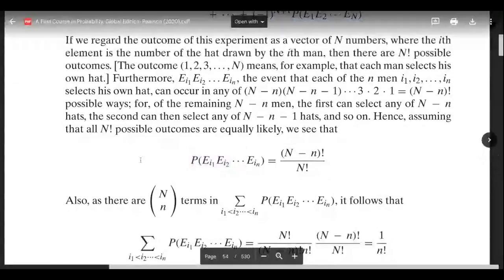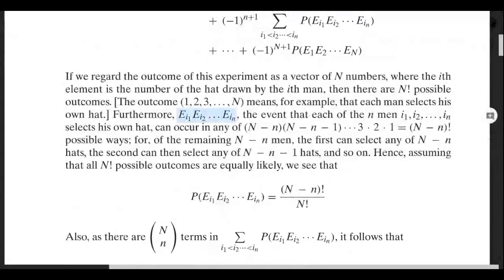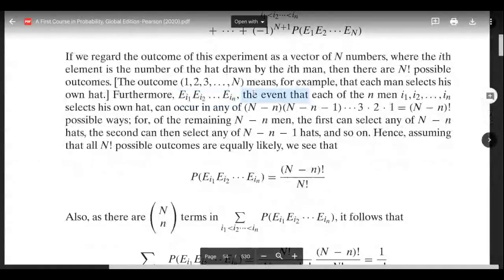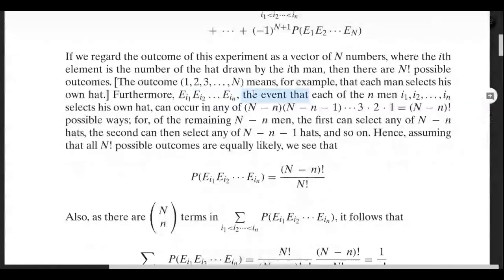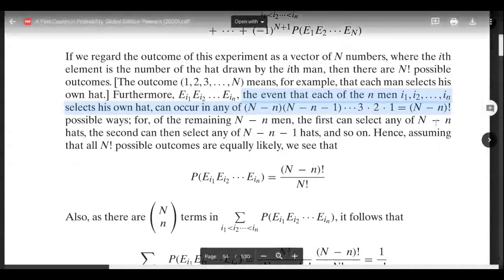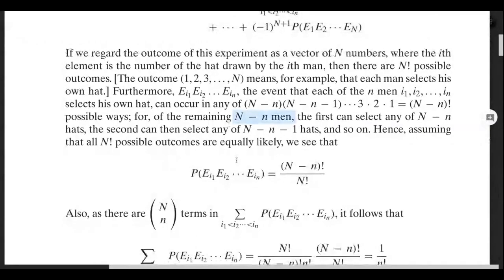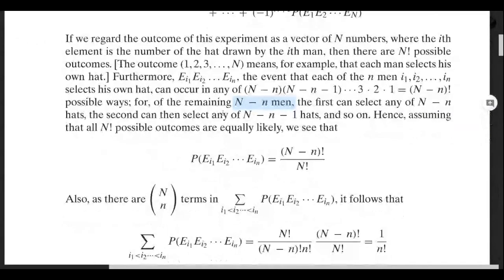Probability. So let's see, what is this one? Oh, okay. So the event that each of n men selects his own hat can occur in any of (n minus n) factorial ways. Oh, I see. Yes, right?